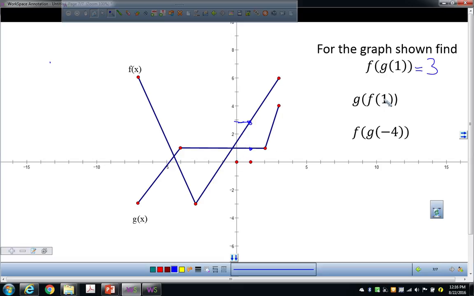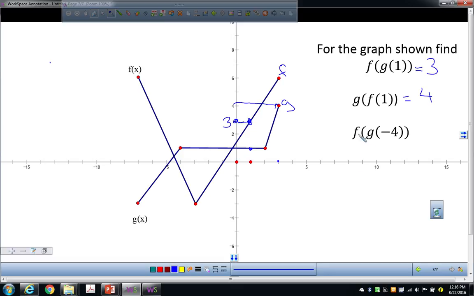Okay, so f of 1, where's f? Here's f, right? F of 1 is 1. So then I have to take f of 1, which is 1, and plug it into g. F of 1, sorry, is not 1. This is f, right? Here's g. So f of 1 is 3. So g of 3 looks like 4. So looks like about 4.